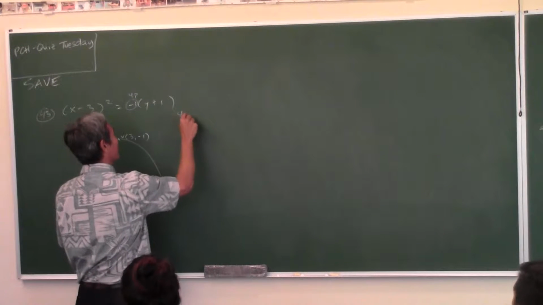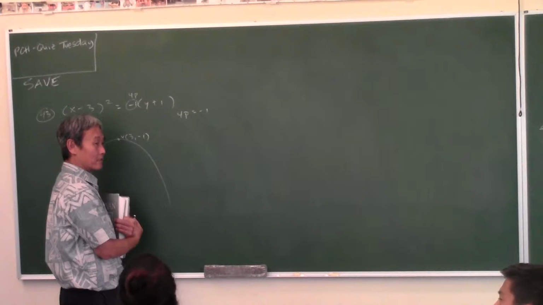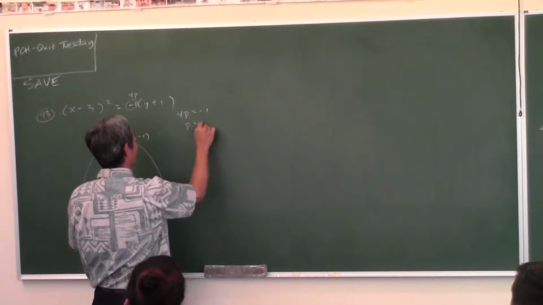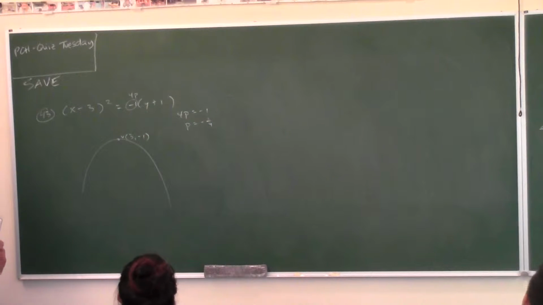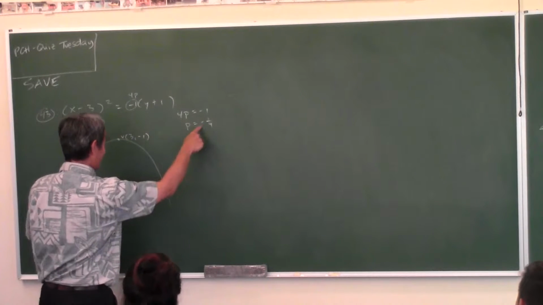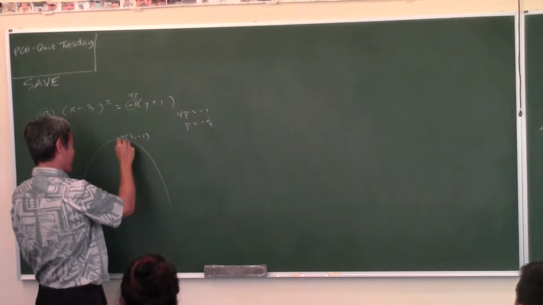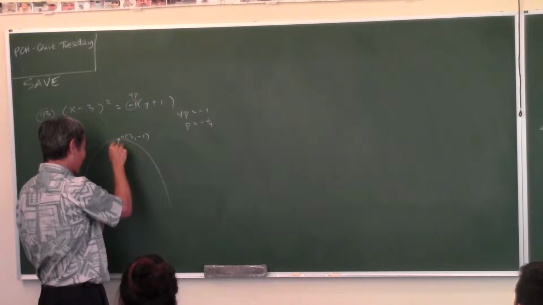So 4p is -1. So Hoglin, this is what you're talking about, the fractions. You don't like it when it comes out in fractions? Well, get used to it, sister. Okay, so p is -1/4. The negative just means it's opening down. So 1/4, that's what you need to know. The distance between the vertex and the focus is 1/4.